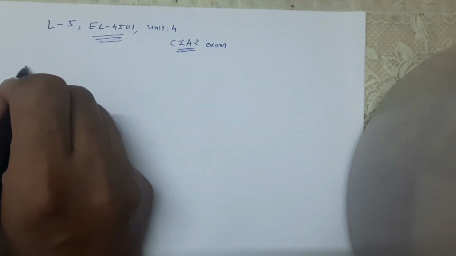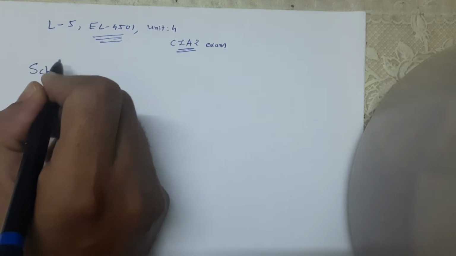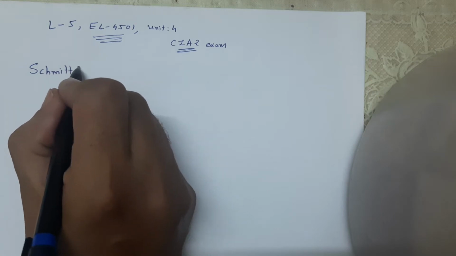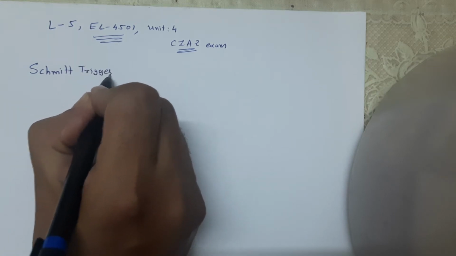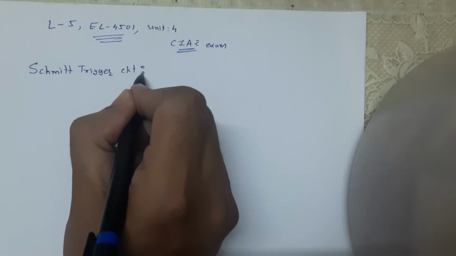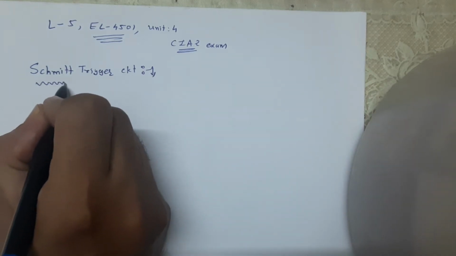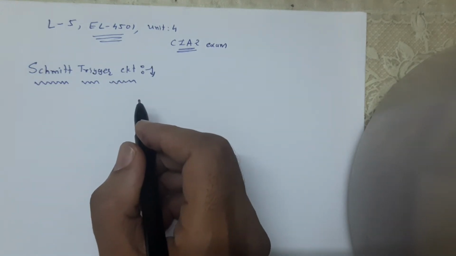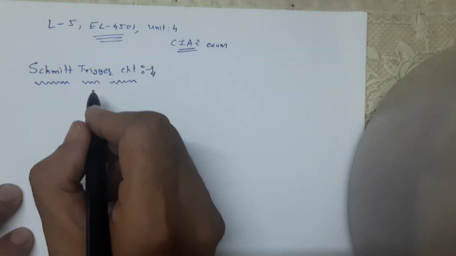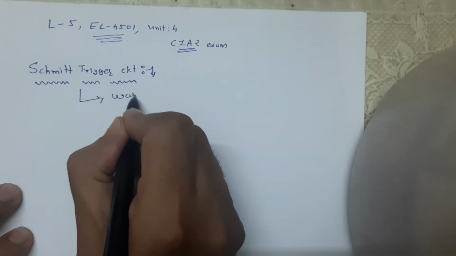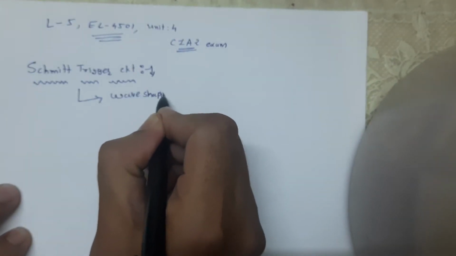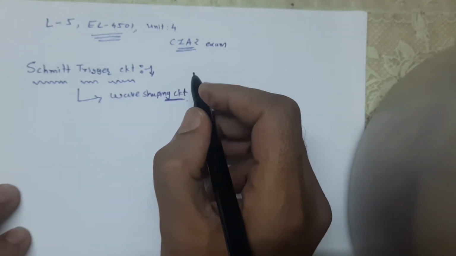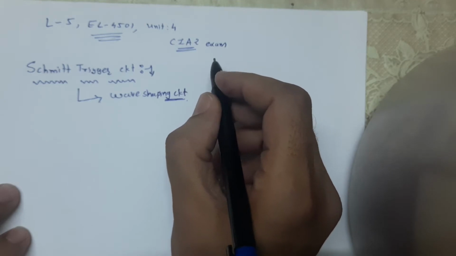We are discussing here the Schmitt trigger circuit. The topic is Schmitt trigger circuit. Schmitt trigger is a wave shaping circuit used for generation of a square wave from a sine wave input.